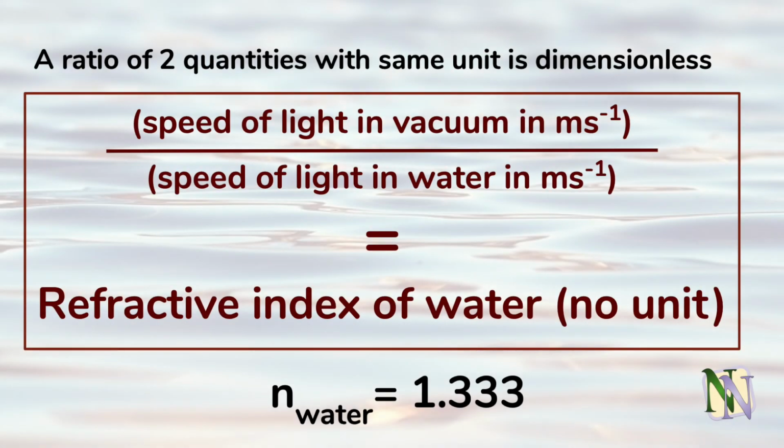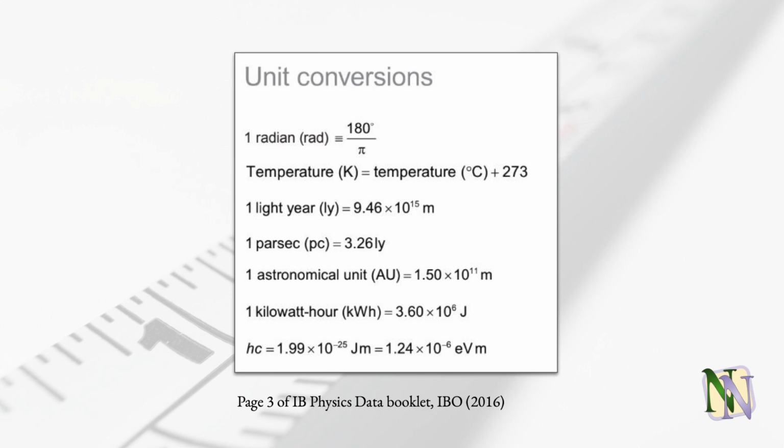Although most quantities must be stated with a unit, some have none. For example, refractive index can be calculated as a ratio of 2 speeds. The units cancel, so when we write it down, it's just a number without units. There are many other units which, although they are not SI, are often used in IB Physics. These include the light year, the kilowatt hour and the electron volt. You should know how to use page 3 of the data booklet to convert them to SI units.